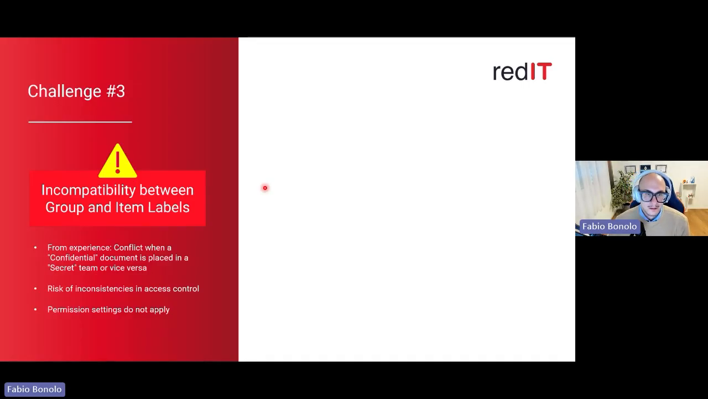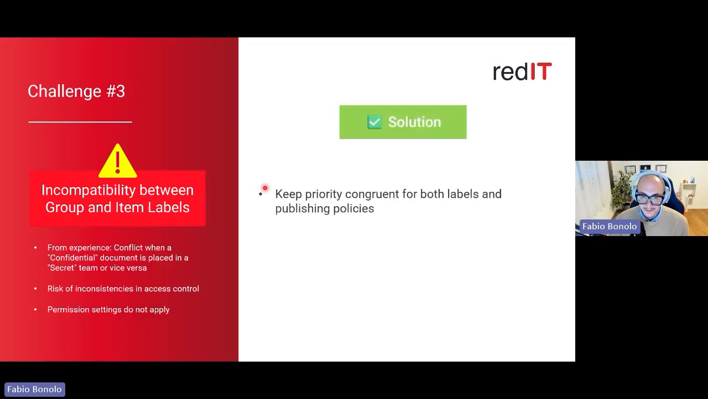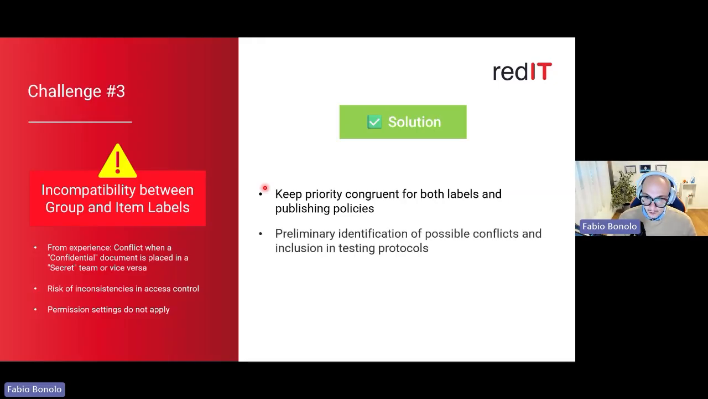And the risk that we have here is that the permission settings that we set for the group and the item labels do not apply. And we have inconsistencies. Here, the priority of the labels has to be really well curated, and in those testing sessions, identify the possible conflicts. Test the conflicts, test it really as you want to.